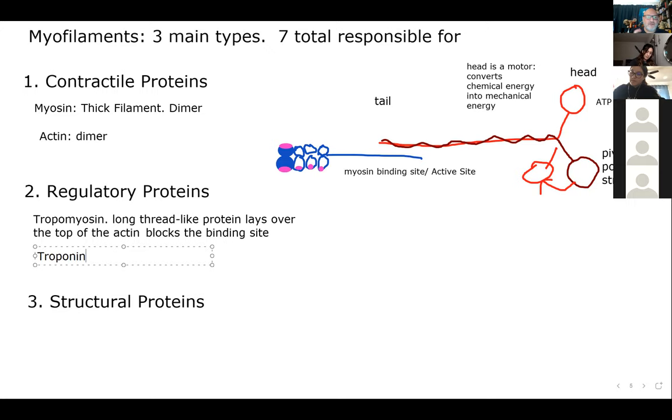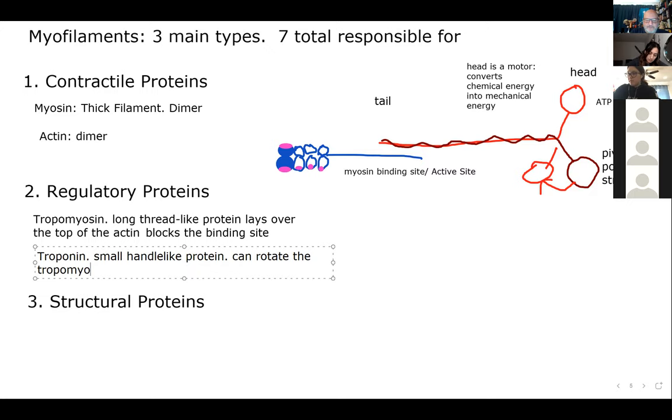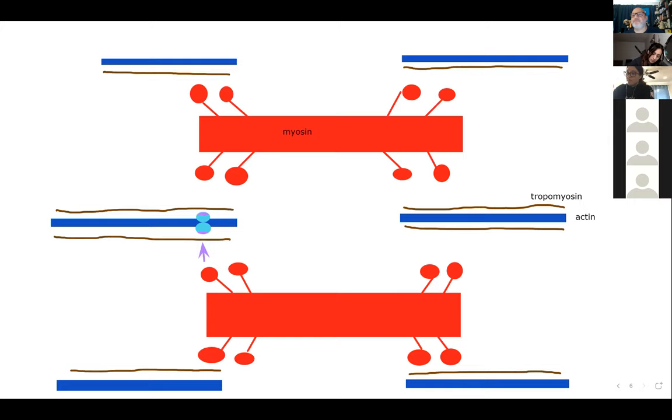Troponin. Troponin is a small handle-like protein. And this small handle-like protein, when it is motivated to do so, can rotate the tropomyosin out of the way. And of course, when we rotate the tropomyosin out of the way, that exposes the binding site. So if we go back to our pretty picture, here on top of the troponin are these little handles. And when we need the muscle to contract, we can use these handles to move the regulatory protein out of the way.